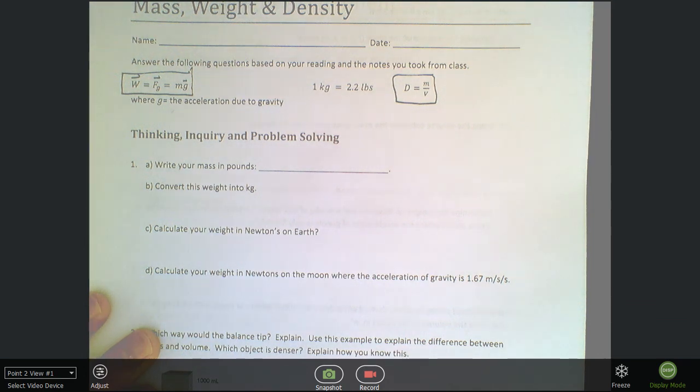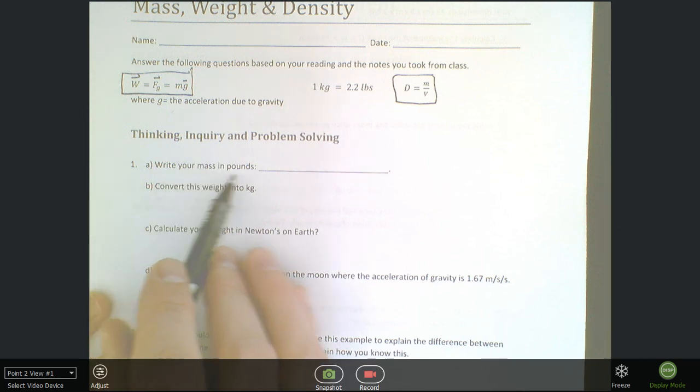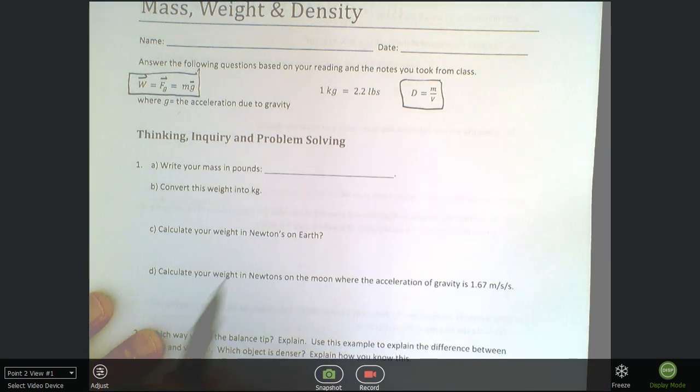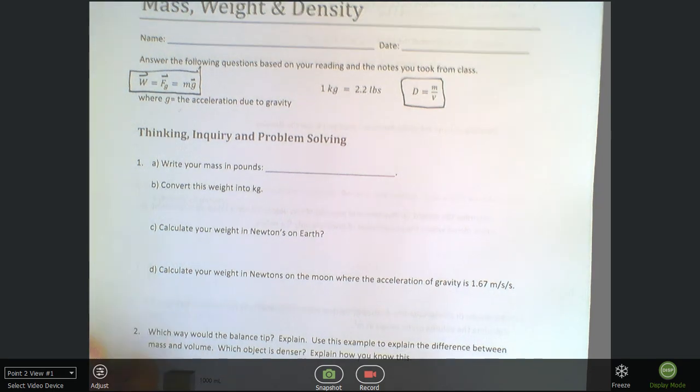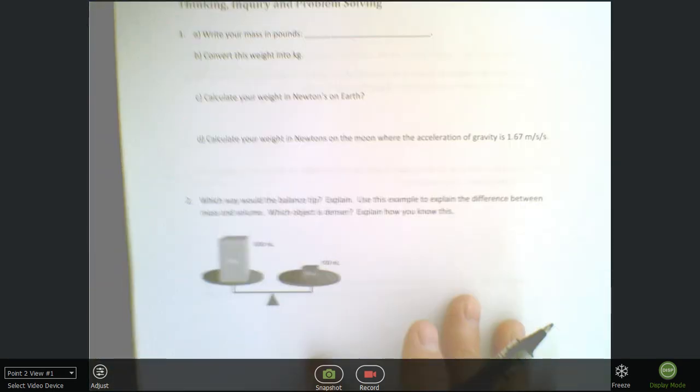Now, write your mass in pounds. You're going to convert it to kilograms, calculate your weight on Earth, and then calculate your weight on the moon. Just as a little consolidation on your own.